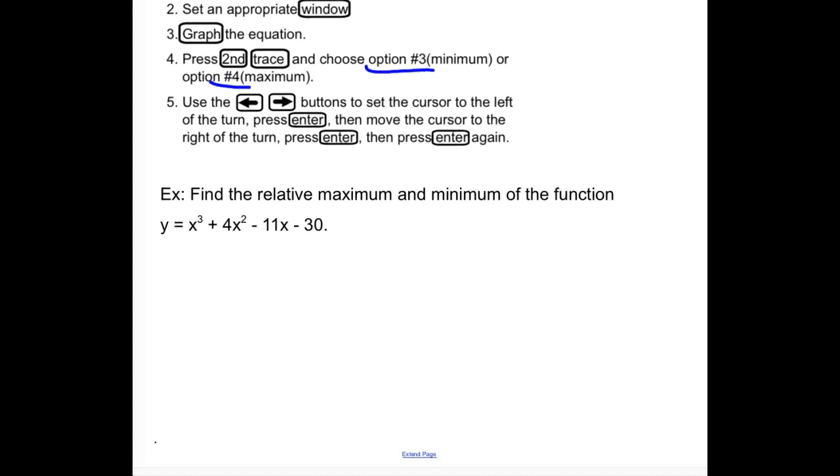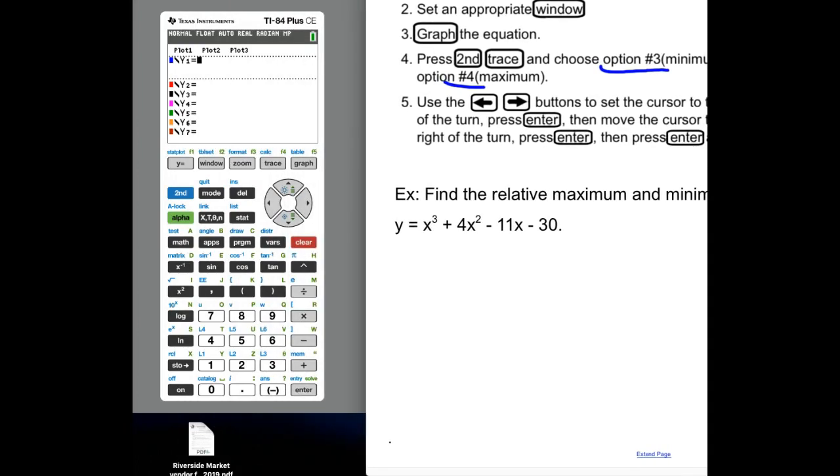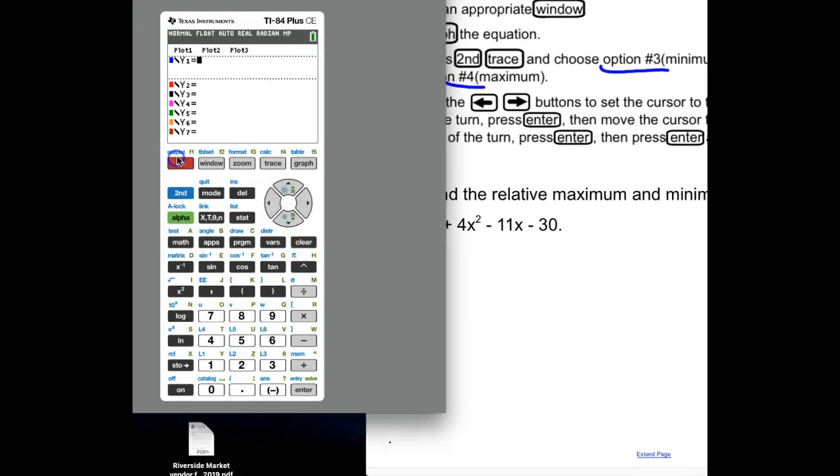All right, so let's go ahead and start with our first example here. So I'm in my y equals screen, and I need to type in my equation. So we had an x, our variable is right there. We need a power of 3. Then I need to move beyond that power position and add in the plus 4x squared minus 11x and minus 30.